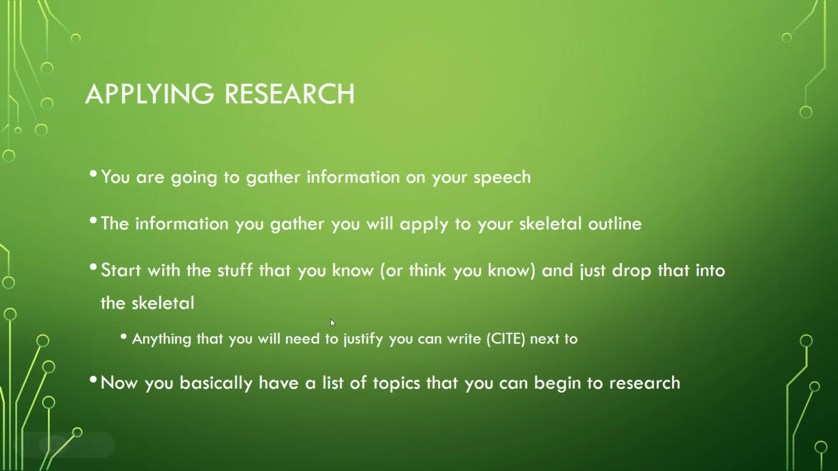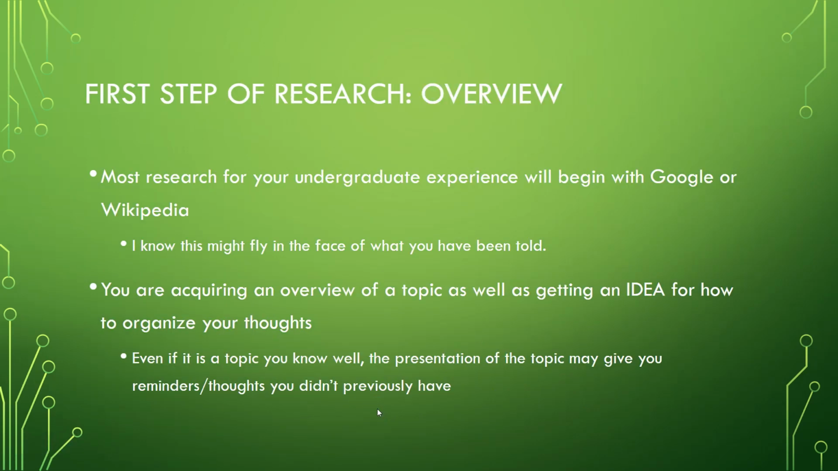So you're just going to start with stuff that you know or that you think you know. You're going to drop it straight on into the skeletal outline. If you're making a big assertion, for something that you just happen to know off the top of your head, you might need to write cite next to it. I just put parentheses and then in big capital letters, cite. That reminds me that I'm going to need to find a source for that information and circle back to it later. Usually this is what I do when I'm just generating ideas and filling out an outline. So now basically you have a list of topics that you can begin to research.